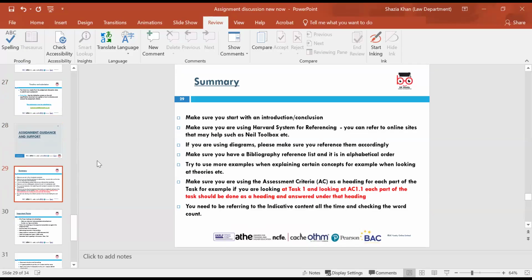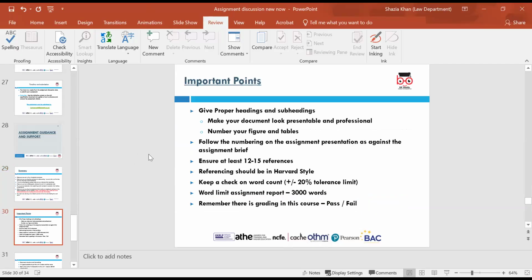Make sure you're using diagrams and they're referenced if you are using diagrams. Make sure you have a bibliography reference list and make sure it's in alphabetical order. And if you're using examples, make sure you use examples to identify concepts. Make sure that for each part of your work that you're answering, you have a heading for it, okay? And you need to be referring to the indicative content.